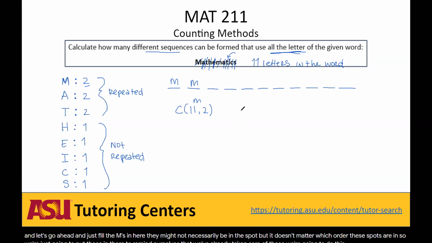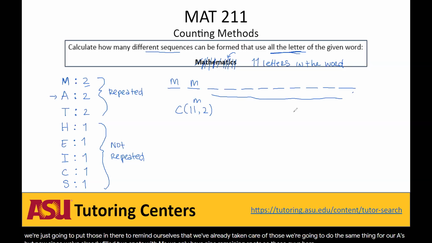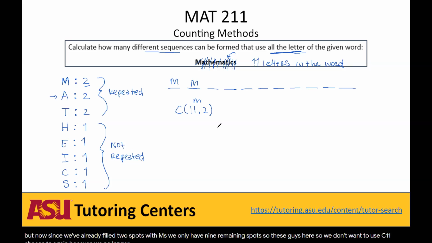We're going to do the same thing for our A's. But now, since we've already filled 2 spots with M's, we only have 9 remaining spots. So we don't want to use C of 11 choose 2 again, because we no longer have 11 spots. We only have 9 spots. So for our A's, I'll just put a comma here for now. We want C of 9 choose 2. So this is our A's.